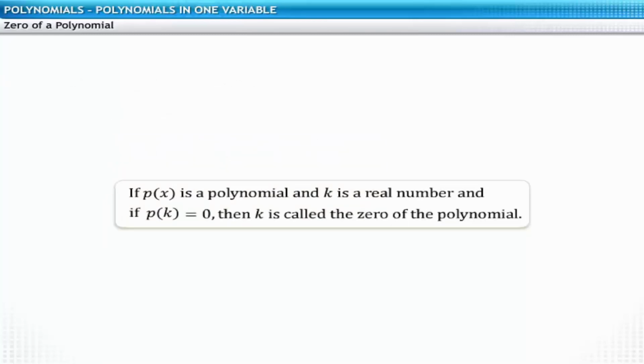In general terms, if p of x is a polynomial and k is a real number, and if p of k is equal to 0, then k is called the zero of the polynomial.